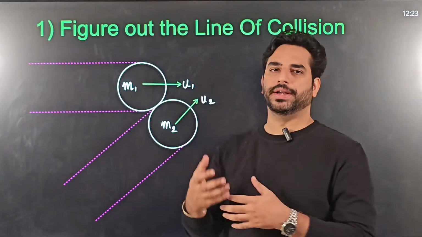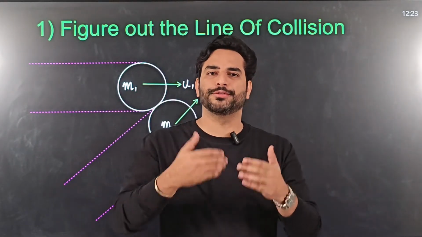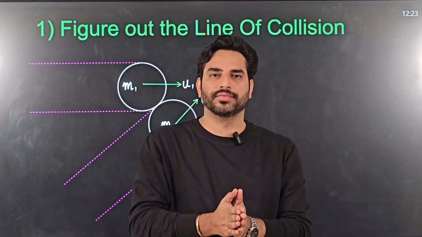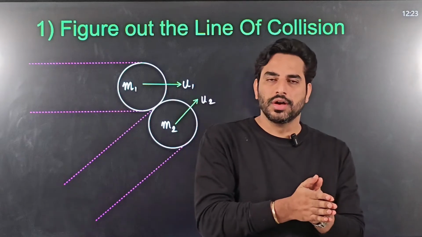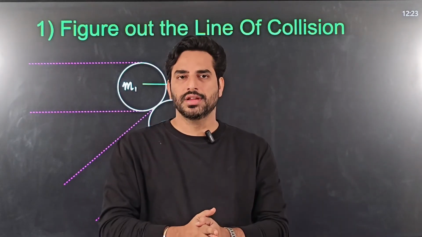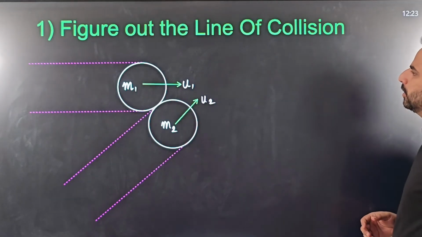When two bodies collide, there is one direction or one line along which the collisive forces act. That line along which the collisive forces are acting is known as line of collision, or line of impulse, or line of impact. There are 3 names to that line. Let us call that as line of collision in this discussion.